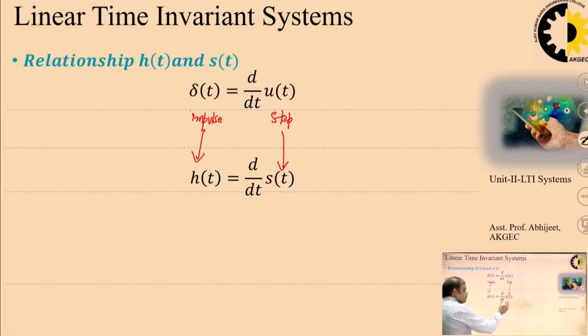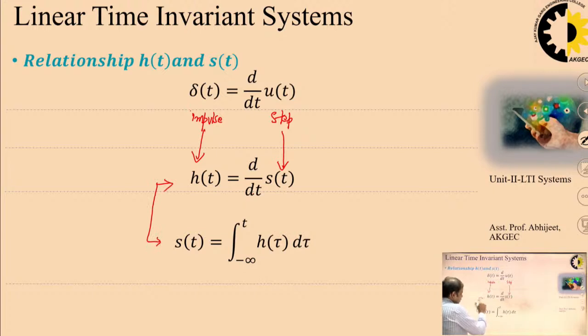So if I have the step response, I can just differentiate it with respect to time once, and I will get the impulse response of the system. Subsequently, if I have h of tau, which means if I have the impulse response, I can just integrate it, the inverse operation of differentiation, and I can get the step response. So this is how step response and impulse response are interrelated.